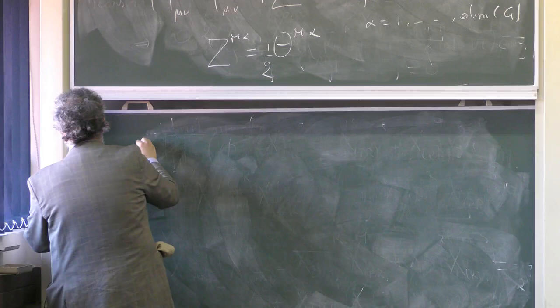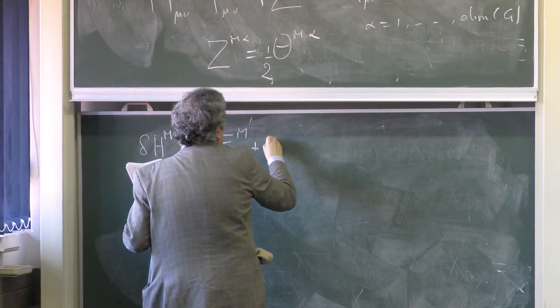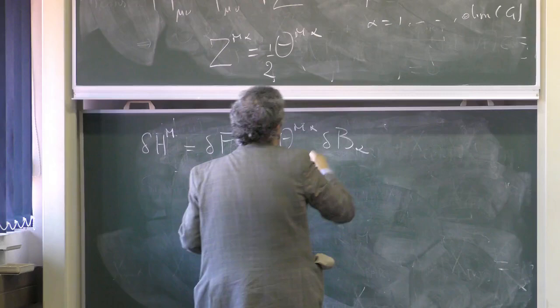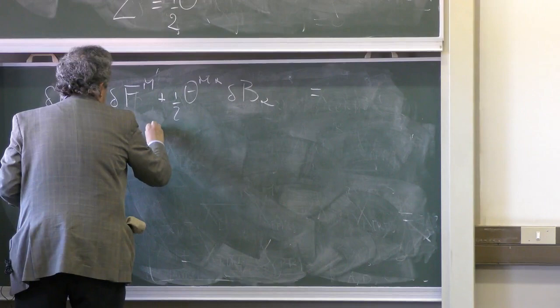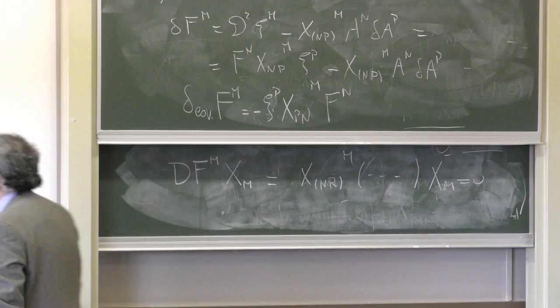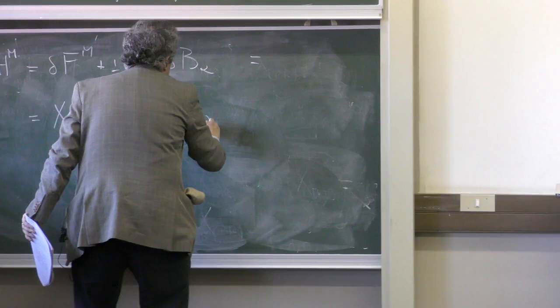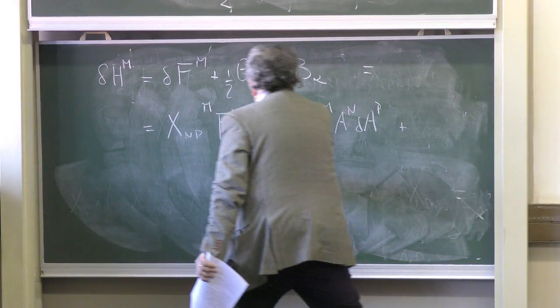So if we compute the variation of HM, this is the variation of FM plus 1/2 theta m alpha variation of B alpha. Okay? Now, variation of FM, we have computed it here. Let's write it in this way. It's X M P M FN psi D. Okay? Minus M P M A N delta E. Okay? And this is the second term. Plus 1/2 theta m alpha delta b alpha.